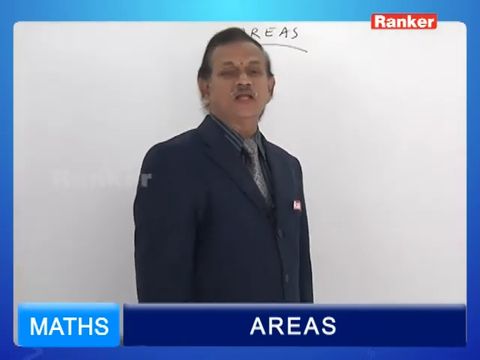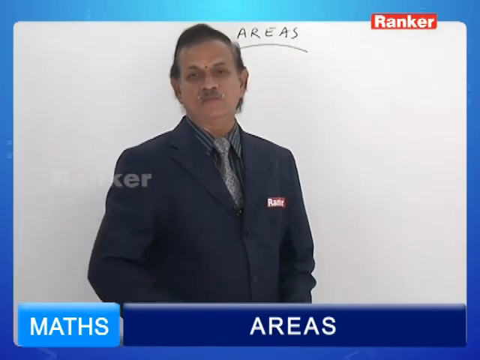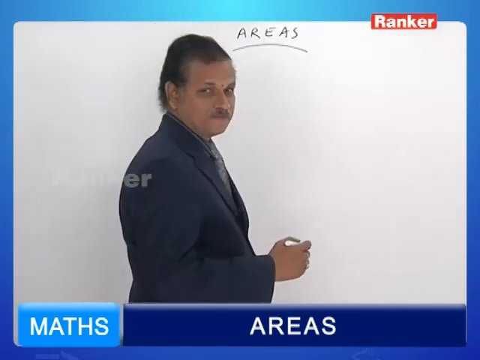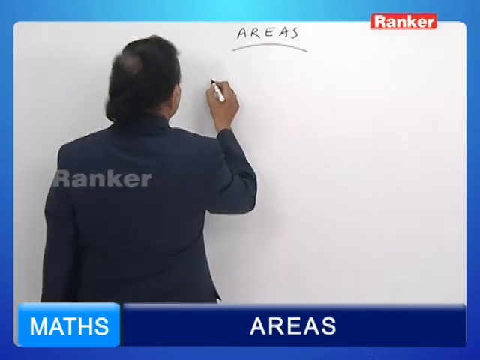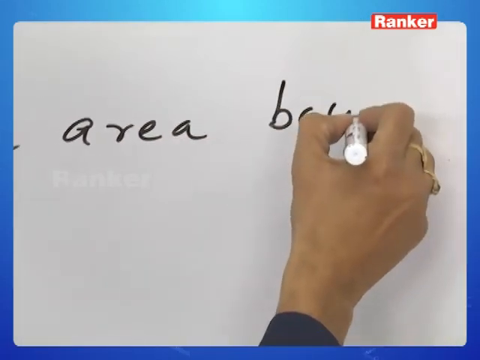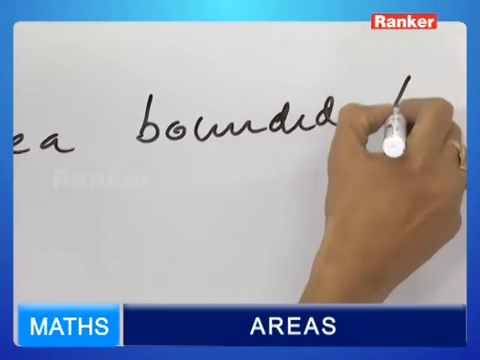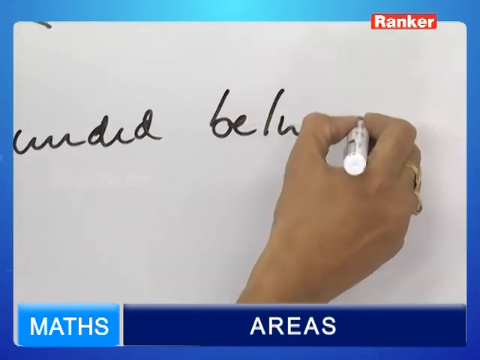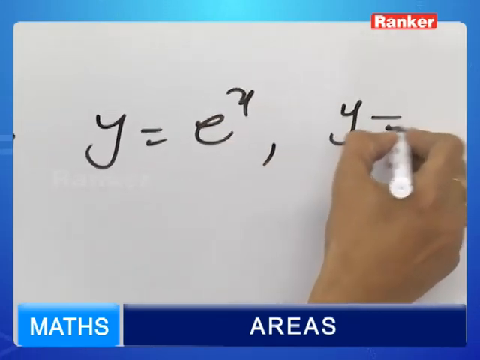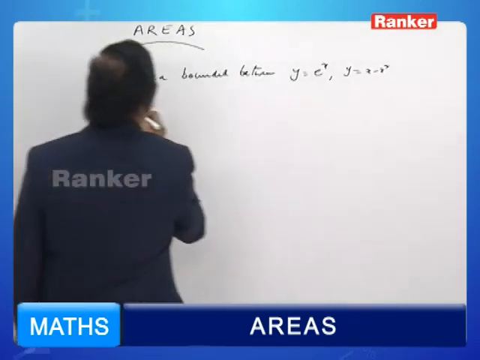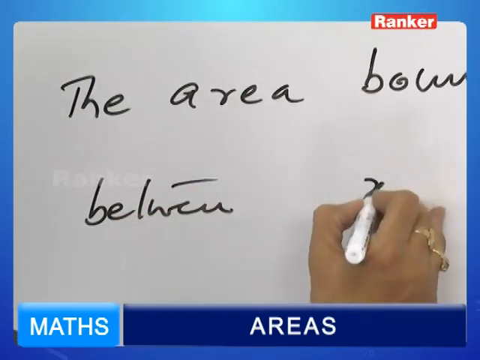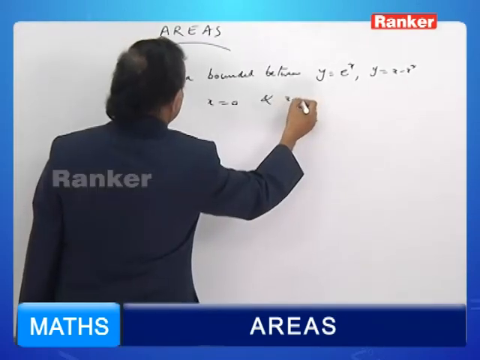In this session, we shall go through some more special problems under this heading, that is areas. The first problem is the area bounded between y is equal to e power x and y is equal to x minus x square, between the ordinates x equal to 0 and x is equal to 1.